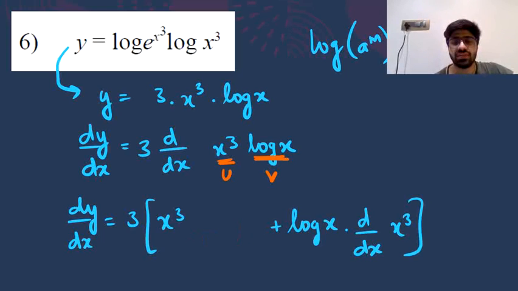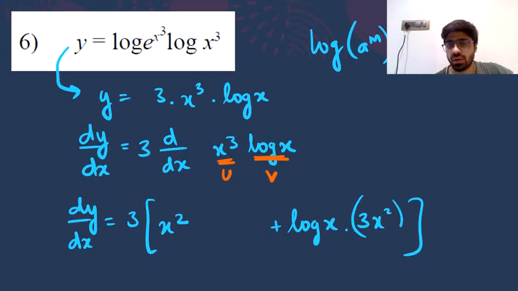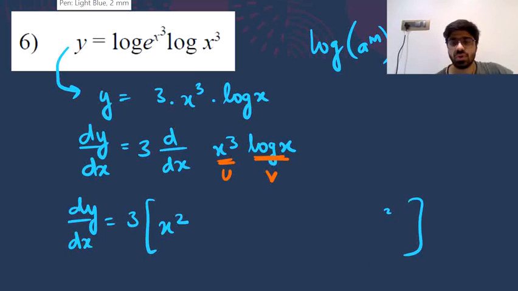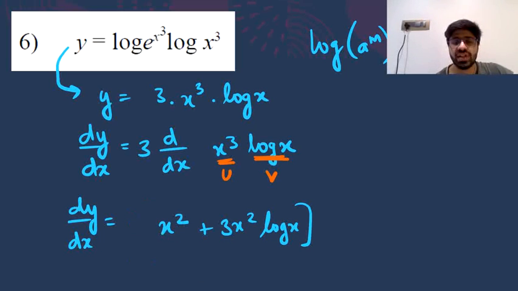D by dx of log x, that will be 1 upon x, but x cube into 1 upon x will be x square. So the first term is x square. D by dx of x cube, that will be n into x power n minus 1, that is 3x square. So the second term will be 3 times x square log x. So plus we have 3 times x square log x. Now at the most, if you want, you can open up the bracket here. So when you open up this bracket, you will have 3x square plus 9x square into log x. And that is the final expression for dy by dx.